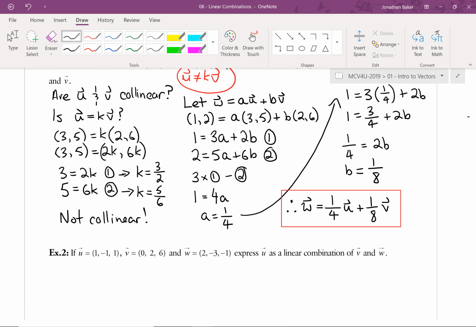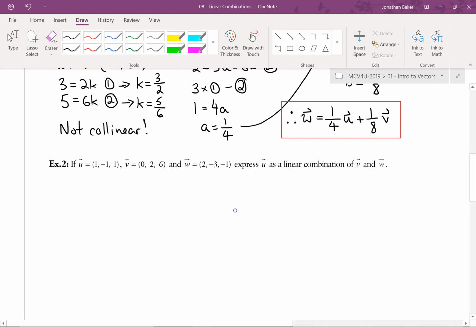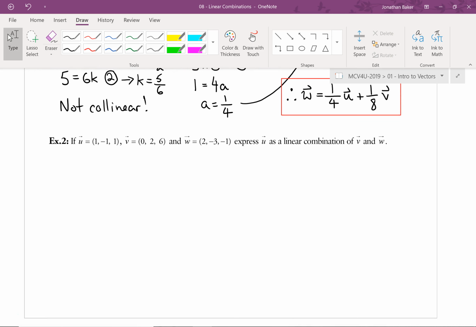All right, let's look at example 2. Example 2 is like the 3-dimensional version of example 1. We have 3 vectors, u, v, and w. Express u as a linear combination of v and w.